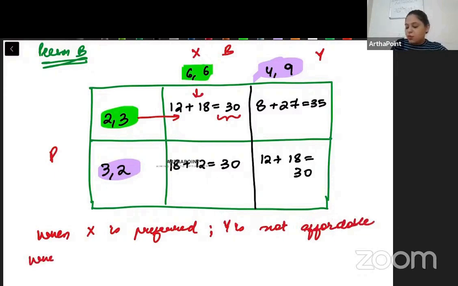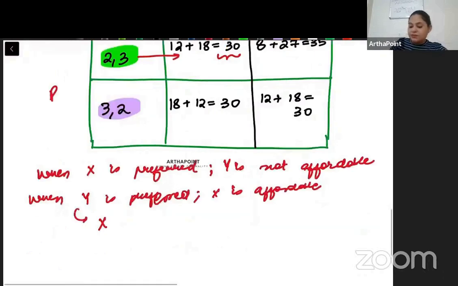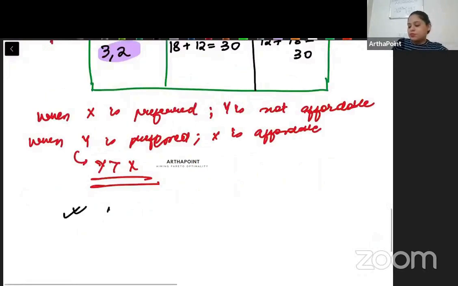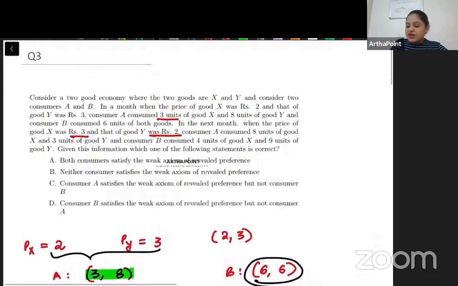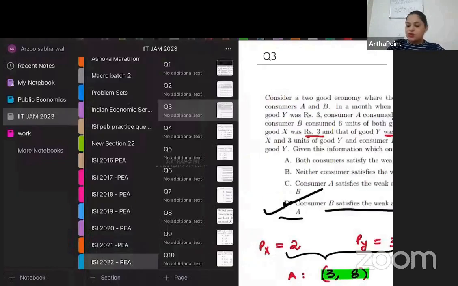And when Y is preferred, then X is affordable. This is fine. I preferred Y when X was affordable, but I preferred X because Y was not affordable to me. So Y was not there in the picture itself, right? So this satisfies what? So the answer to this question should be B satisfies WARP, but A does not. Okay, come to the next question.